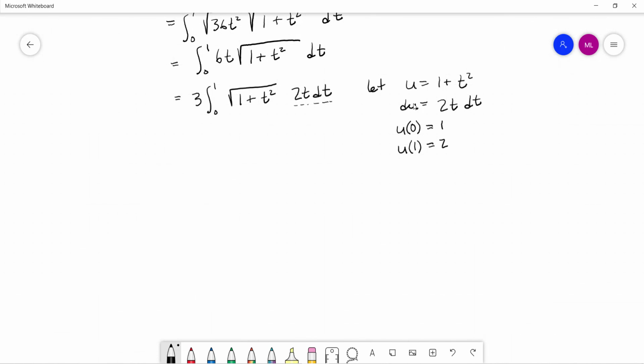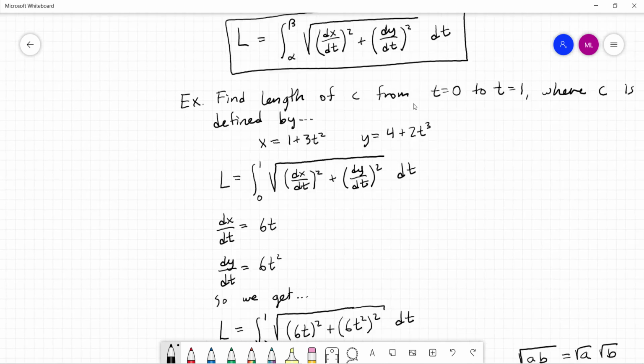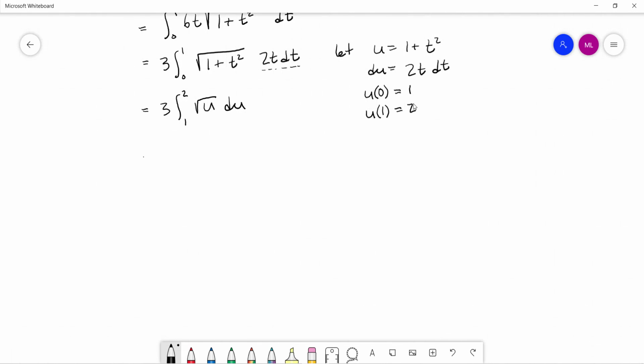And so my integral is going to be 3 times the integral from 1 to 2 of the square root of u du. If we do that integration, I've got my 3. The square root of u is going to integrate to u to the 3/2. I need a 2/3 times that, and we're evaluating between 1 and 2. I can get a little bit of cancellation, and I will wind up with 2 times 2 to the 3/2 minus 1 to the 3/2.